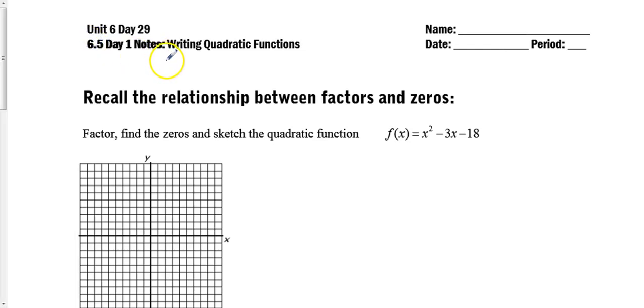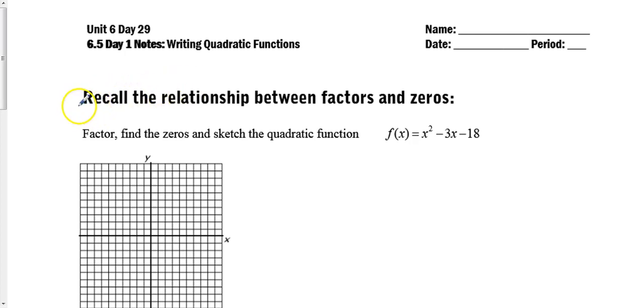Hi everyone, today starts our brand new section on writing quadratic functions. And what's nice is that by the end of the lesson, I'm hoping we have discovered that much of this we already know. I'd say probably 3/4 is prior knowledge that we're going to bring back and make some new connections to this concept of writing a quadratic function.